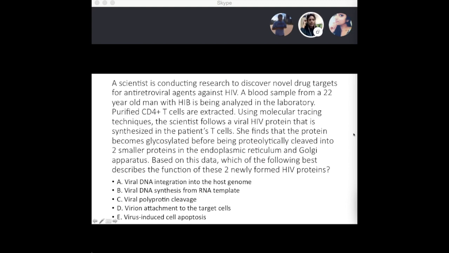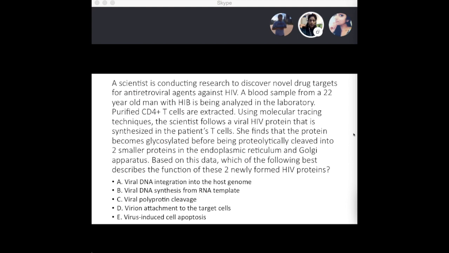Okay, last one. A scientist is conducting research to discover novel drug targets for antiretroviral agents against HIV. A blood sample from a 22-year-old man with HIV is being analyzed in the laboratory. Purified CD4 T cells are extracted. Using molecular tracing techniques, the scientist follows a viral HIV protein that is synthesized in the patient's T cells. She finds that the protein becomes glycosylated before being proteolytically cleaved into two smaller proteins in the endoplasmic reticulum and Golgi apparatus. Based on this data, which of the following describes the function of these two newly formed HIV proteins?